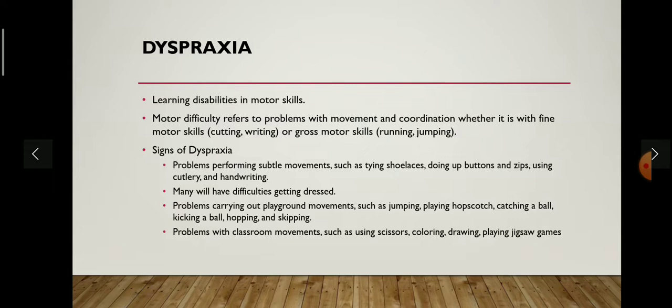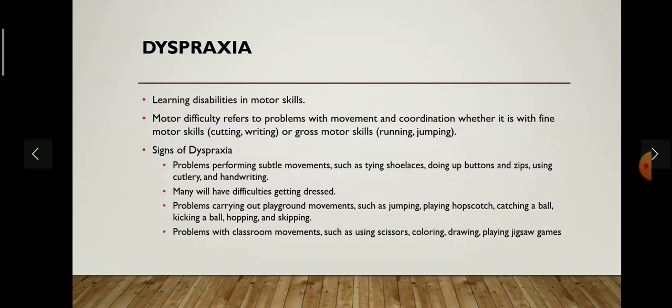Gross motor skills, like if we give a child something, they pick it up with the full hand, full use of the full hand. But in fine motor skills, the student uses their fingers for writing, and in gross motor skills the student uses the full hand to take out anything.